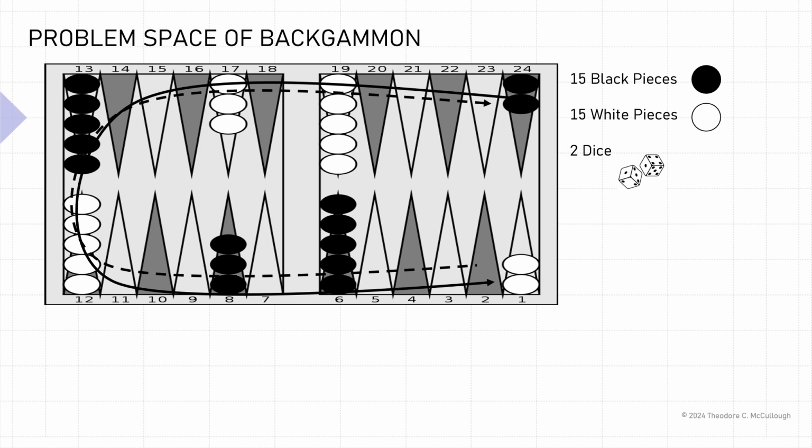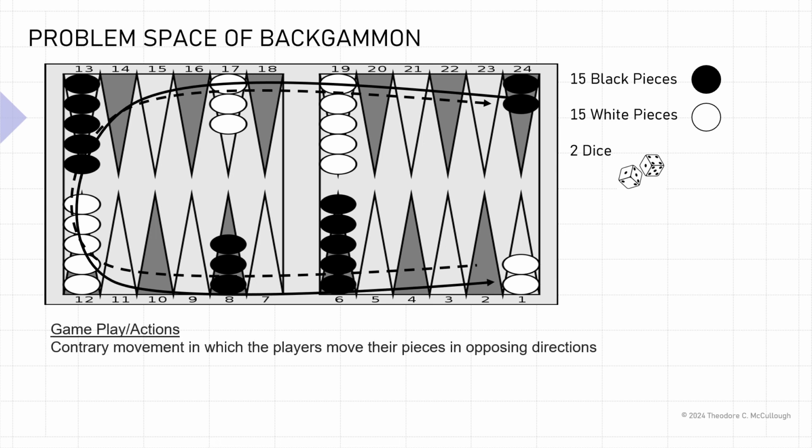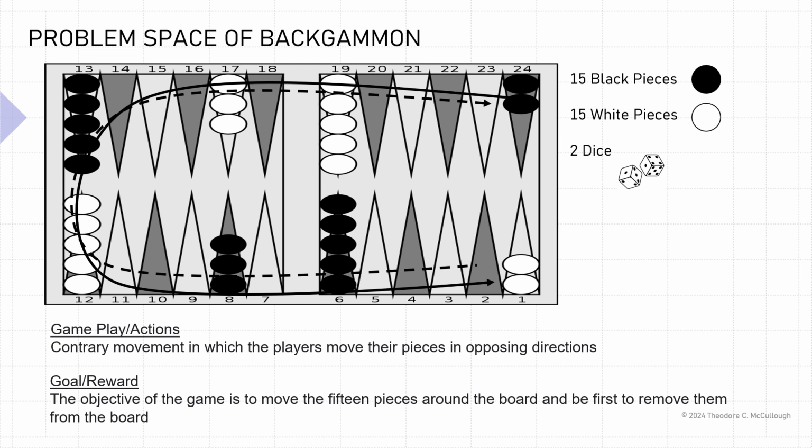Backgammon is a game that is played with 15 black pieces and 15 white pieces, and it's a game of chance where there are 2 dice. Gameplay is really a gameplay of contrary movement, in which players move their pieces in opposing directions, and the goal or reward of the game is to move the 15 pieces around the board and to be the first to move them off the board.